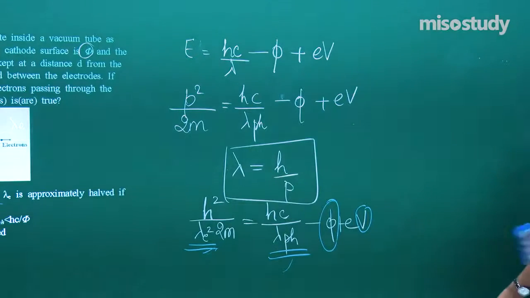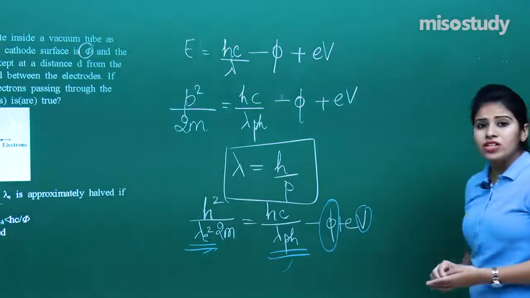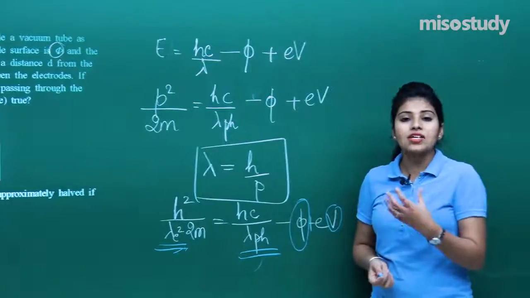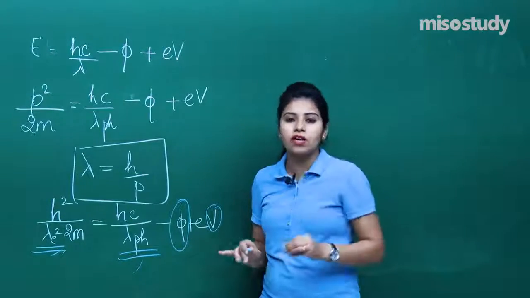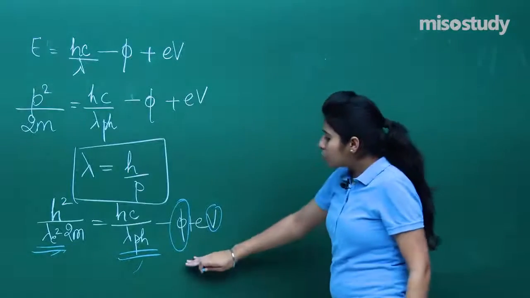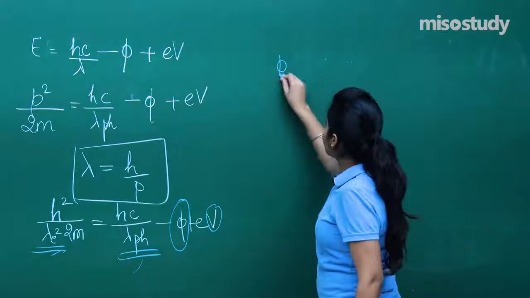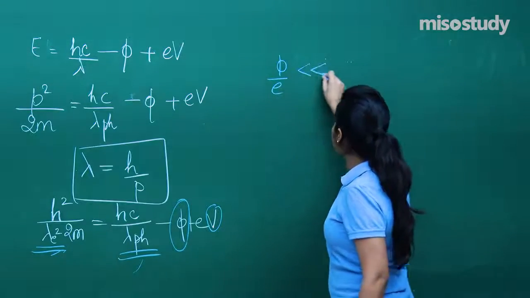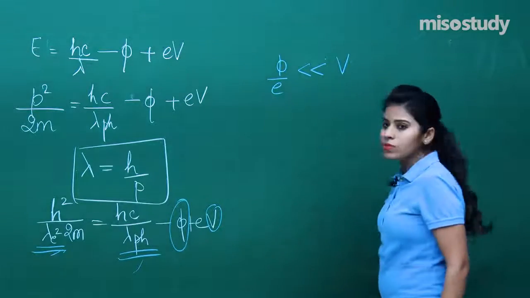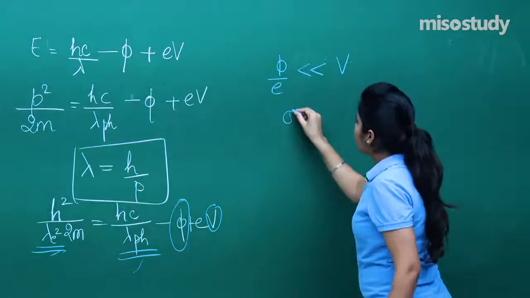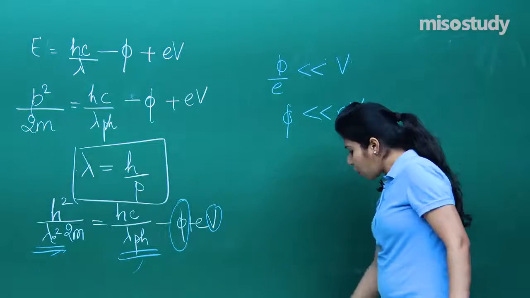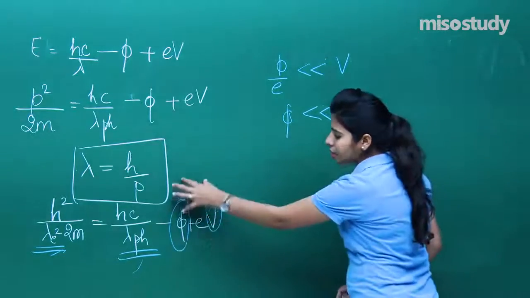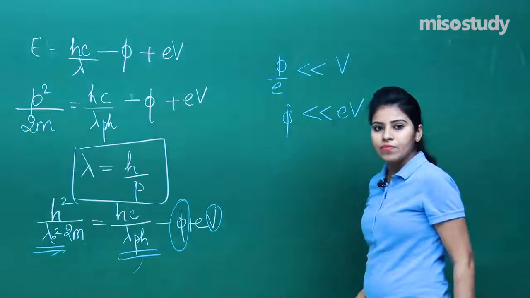You have to understand the question. The question is not so easy. The question has not been prepared as such. You have to apply just your thinking skill, right? So we have been given phi by e is very much less than V. So that means phi is very much less than eV. So from this equation I can say that I can ignore the phi.